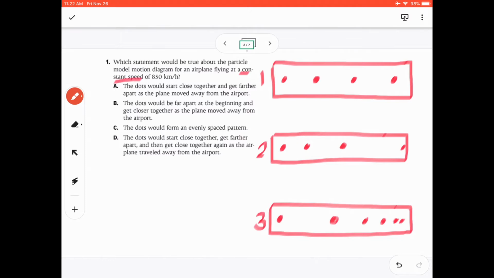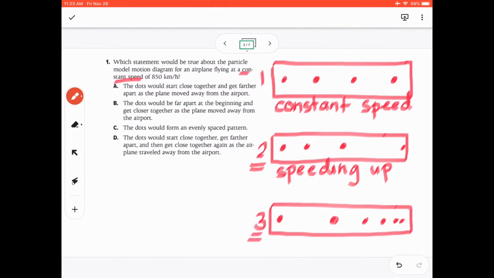For particle diagram number 1, this will be at constant speed. How do we know that? Because the dots are evenly spaced. For particle diagram number 2, the dots are first evenly spaced and then the spaces become longer, so this one is speeding up, as we have discussed in class. But particle diagram number 3 is slowing down, because at first the space is long and then it becomes shorter and shorter.